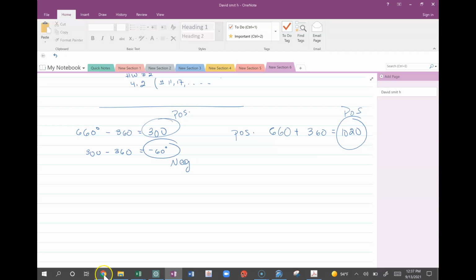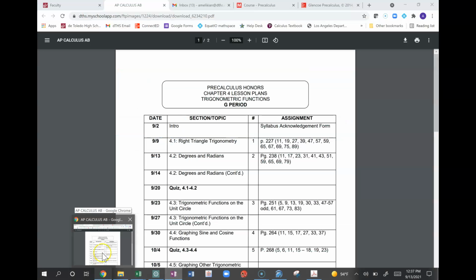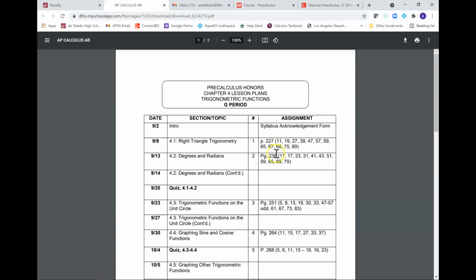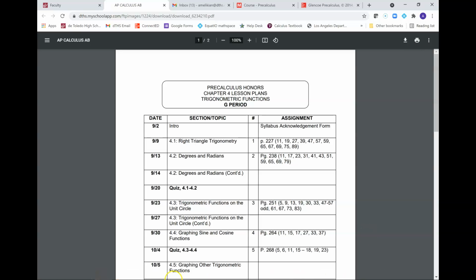So for homework for tomorrow, this is a 2-day lesson, and I see you again tomorrow. I would like for you to do just the first 2, because that's how much we've done, just 11 and 17. Tomorrow we're going to continue the lesson, and you can do the rest. All right?